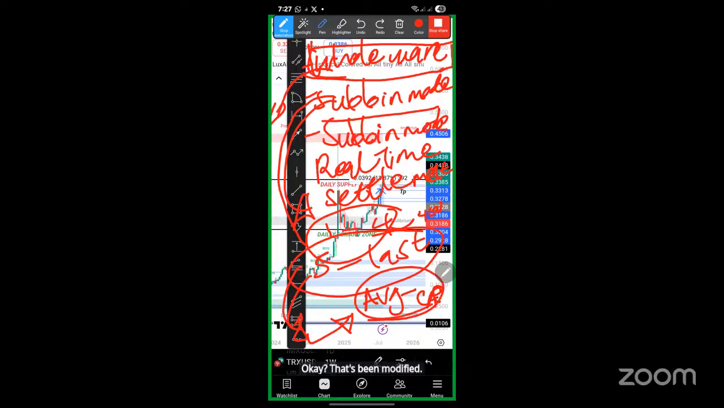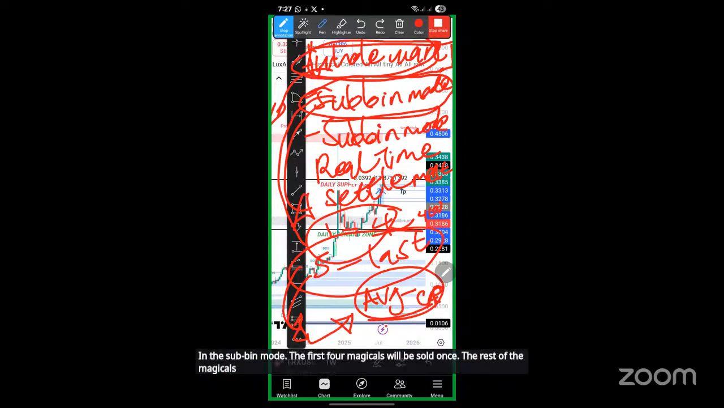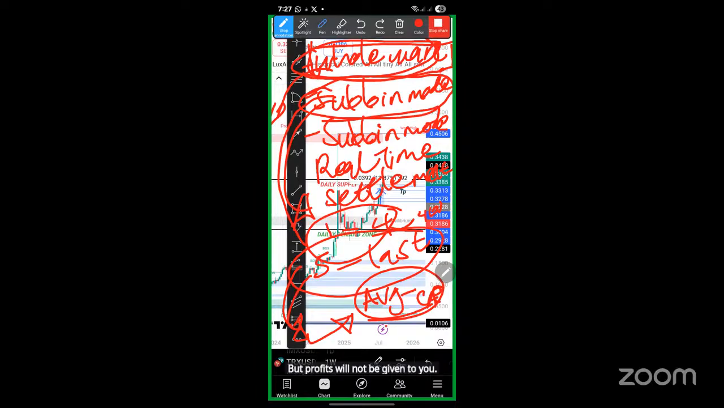The whole warehouse, everything will be sold at once. In the sub-bin mode, the first 4 margin calls will be sold at once. The rest of the margin calls will be sold separately, but profits will not be given to you. The profits will be pushed into the very coin and bring the average price closer to the current price.